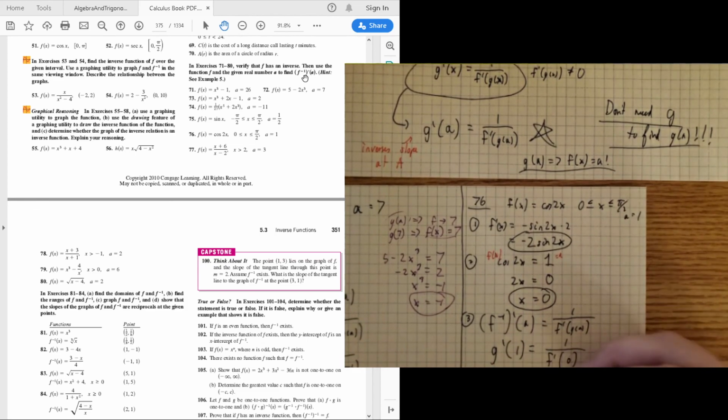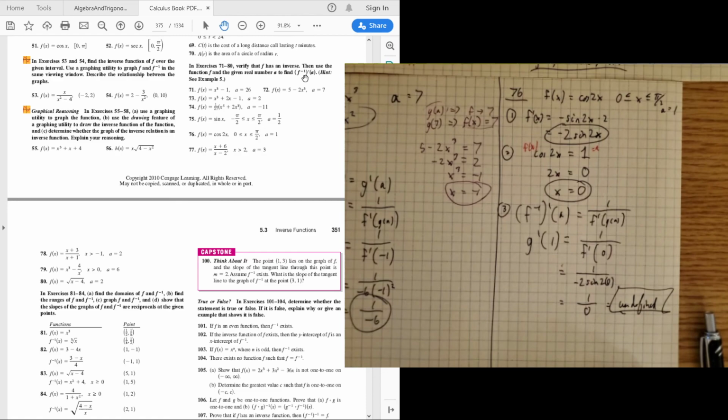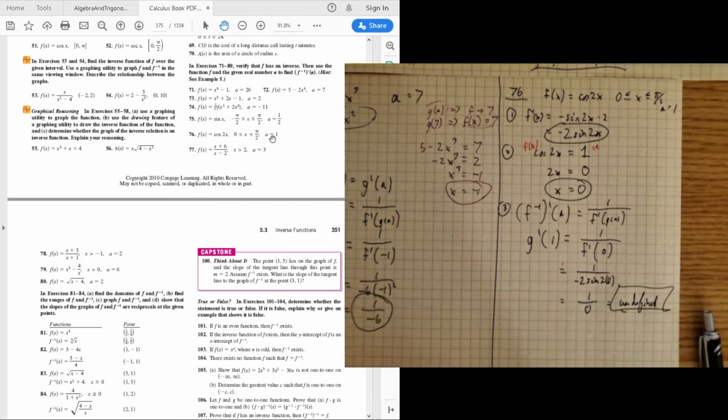Well, 1 over f prime of 0, so I plug in 0 into the f prime, so negative 2 sine of 2 times 0. Well, 2 times 0 is 0. Sine of 0 is actually 0. And I end up with 1 over 0, which is undefined. You might be asking yourself, okay, so that's weird. Let's look at the graph.